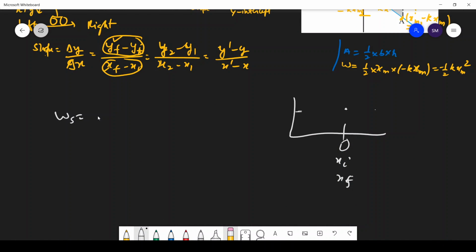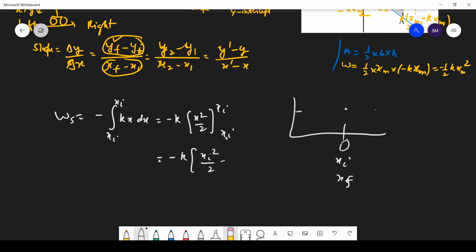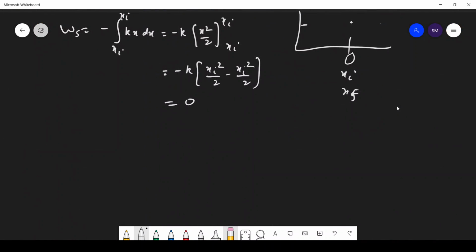So work done by the spring force is equal to minus integral from xi to xi. You have taken the spring this side and then back. So initial and final position are the same, kx dx, and that's equal to, k is constant outside, and the integral of x dx is x square by 2 from xi to xi, and that's equal to minus k into xi square upon 2 minus xi square upon 2, so that's 0. So work done by the spring force is 0 because initial and final positions are the same. So students, that is why spring force is a conservative force. It depends on initial and final position.